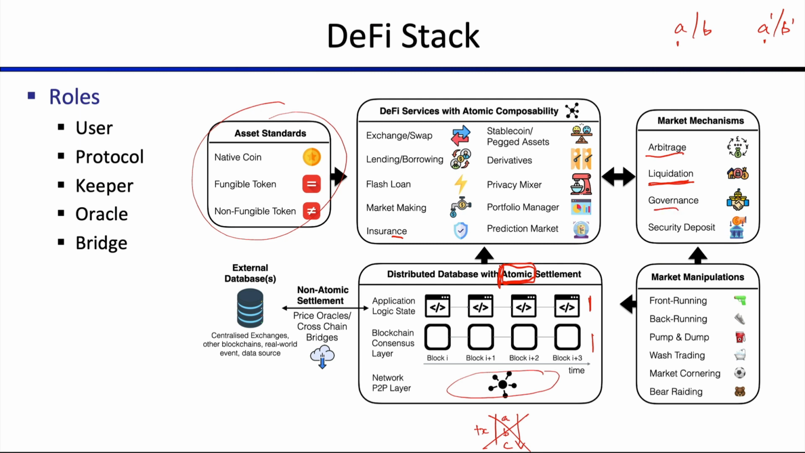We mentioned governance a few times already. Security deposits can also happen, for example, for governance processes. You need to provide a deposit before you can vote.